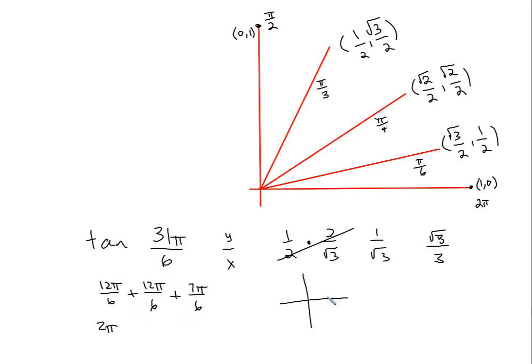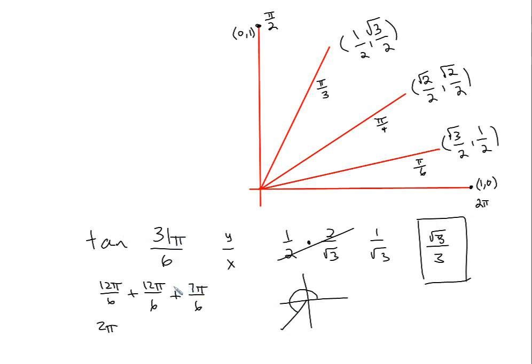So that means that 7 pi over 6, where is that? And we're rotating. That's a little bit more than pi, right? Because pi would be 6 pi over 6. So we know that we are in the third quadrant, okay? And in the third quadrant, we know that tangent is positive. So your answer is positive rad 3 over 3, okay?